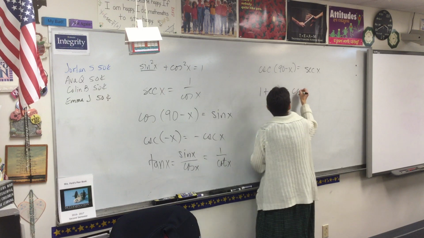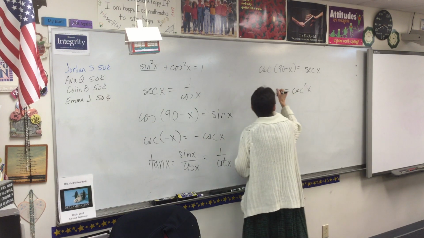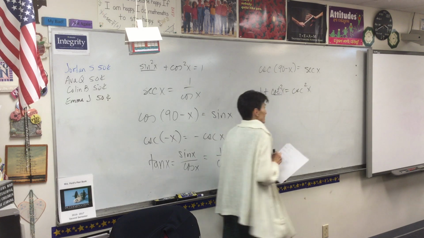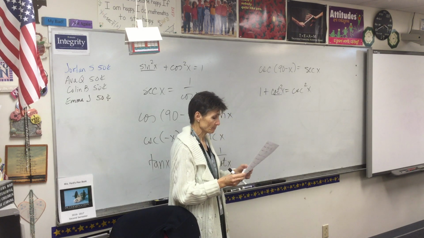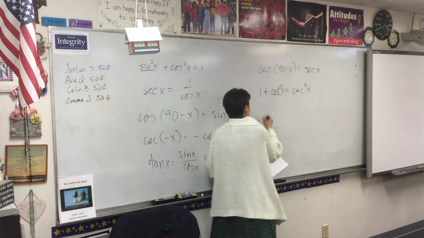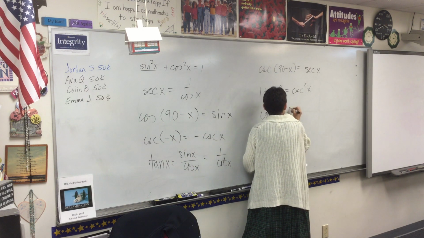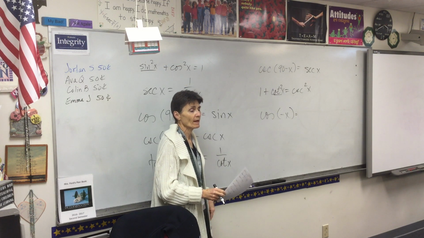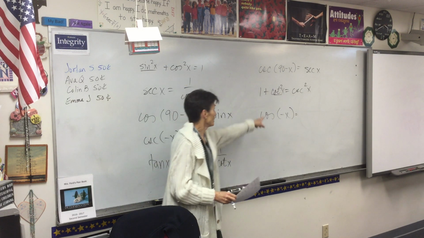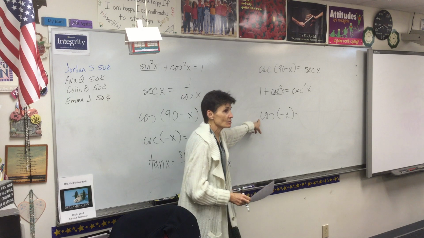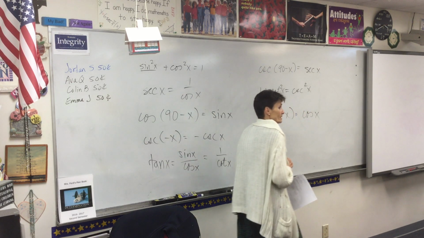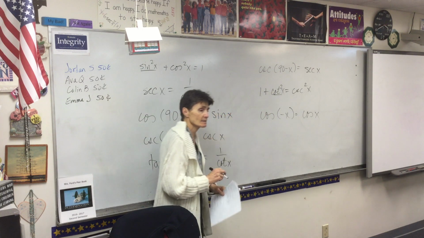1 plus what is cosecant squared? 1 plus cotangent squared is cosecant squared. Another negative, cosine negative x. We remember with the negatives, we just pull the negative out for everything except cosine and secant. So therefore, the negative just goes away, and it is cosine x.